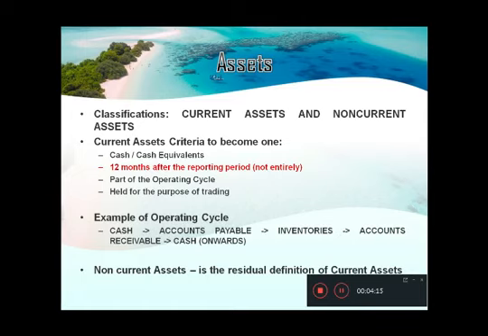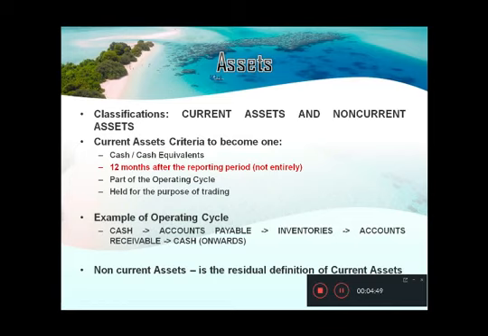Current assets criteria to become: 1, cash or cash equivalents; 2, 12 months after the reporting period, not entirely, kasi meron tayong mga rules na ibinibigay dito; 3, part of the operating cycle; 4, held for the purpose of trading. Example of operating cycle is cash, accounts payable, inventories, accounts receivable, cash. So, ito yung process ng accounting cycle or operating cycle. Mas matatalakay pa rin yan sa mga susunod na video.